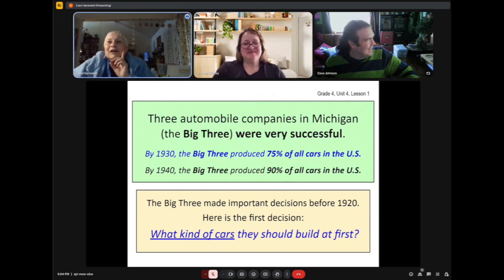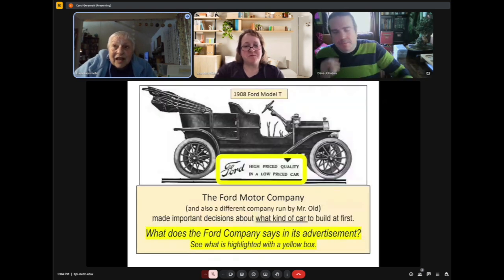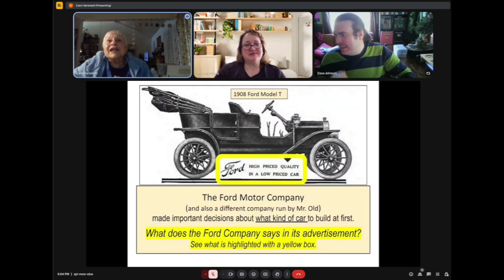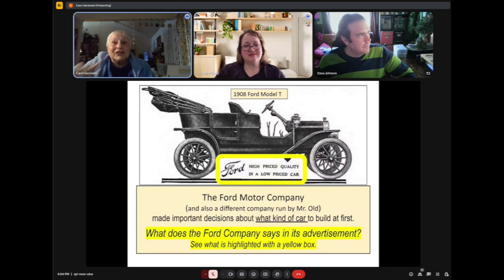And one of their major decisions was what kind of car to build. So we'll take you to that. And I think the Ford company's advertisement sums it up really well. Notice how we've circled what they say on their advertisement. What kind of car are they going to build? It's going to be high quality, of course, but low price. Oh my goodness, what does that mean?